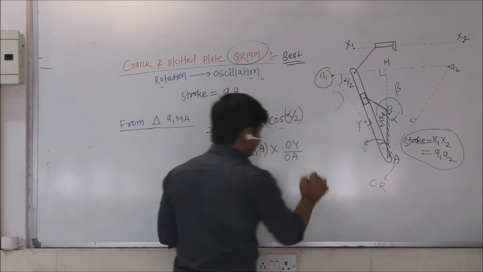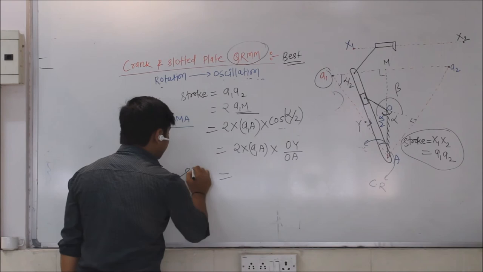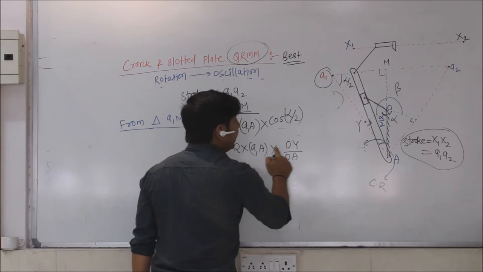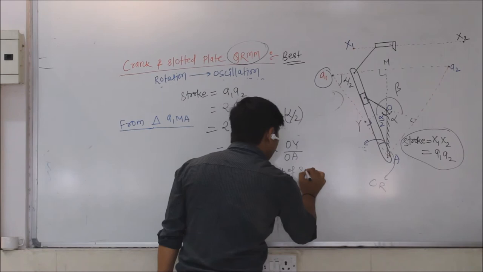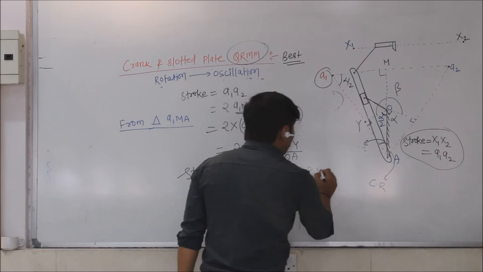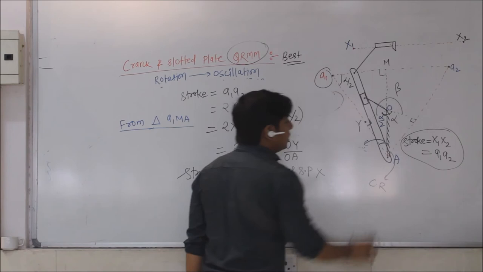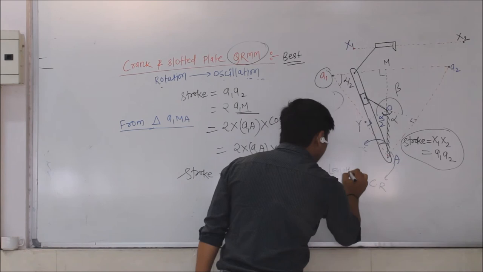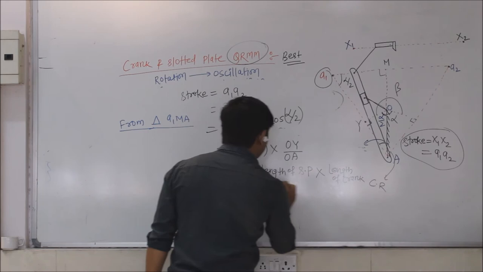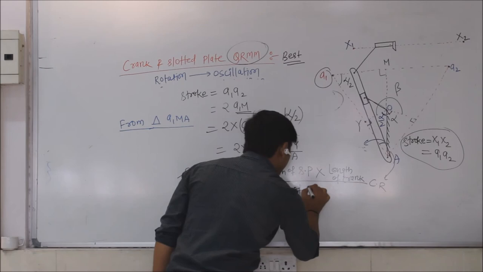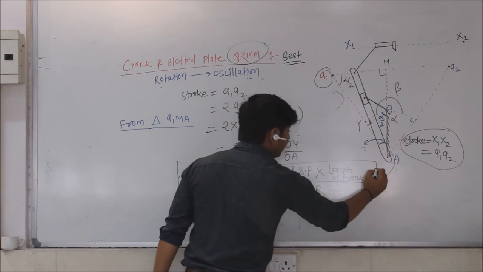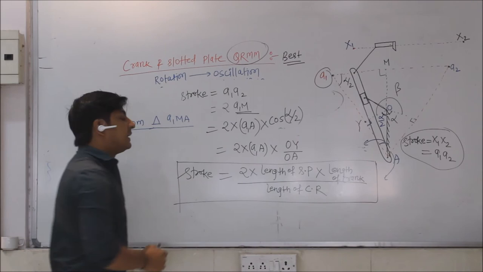Okay, so from here we got one relation that the stroke will be equal to 2 times A A1, which is nothing but the length of the slotted plate, 2 into OY upon OA. OY is nothing but the length of the crank, into length of crank upon OA. OA is the connecting rod, the length of connecting rod. This is the formula for the stroke we got. Okay. This is a very important formula for the crank and slotted lever quick return motion mechanism.